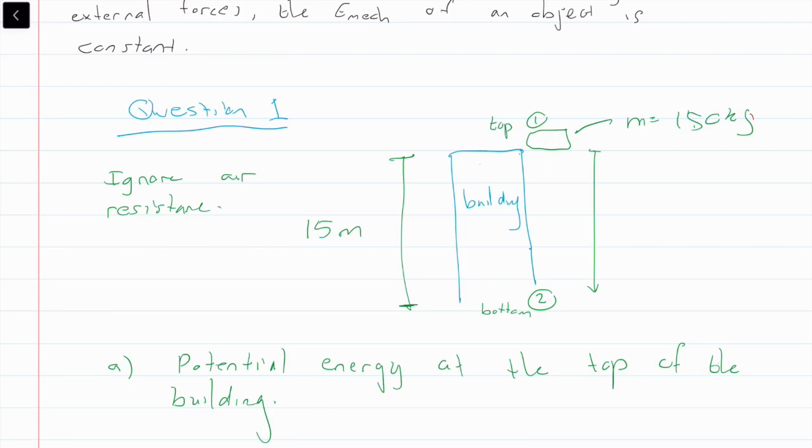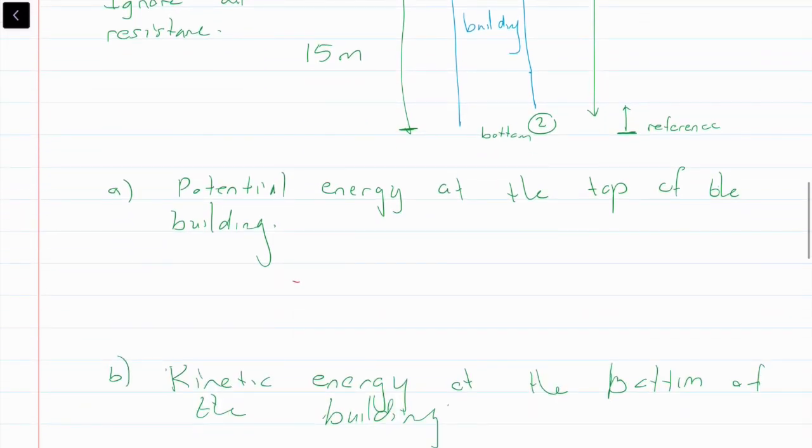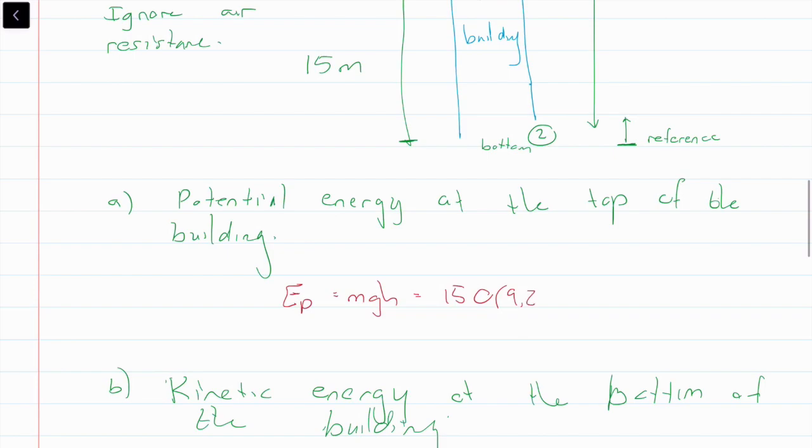When it's at the top, we know that the velocity is equal to 0. It's not moving, and at the bottom, we're using the height from the bottom. This is our reference point, so our EP is measured according to the reference point. We can go straight into the question. Calculate the potential energy at the top of the building. We know that EP is equal to mgh, which is equal to our mass, 150 kilograms, times gravity, 9.81, times our height, 15 meters. If we plug that into our calculator, let's see what we get.